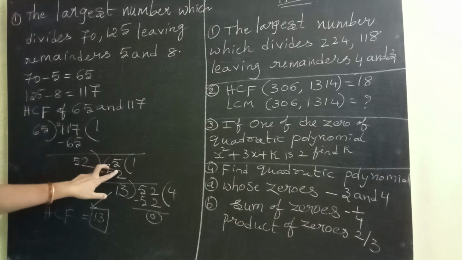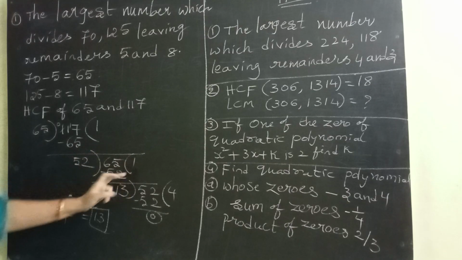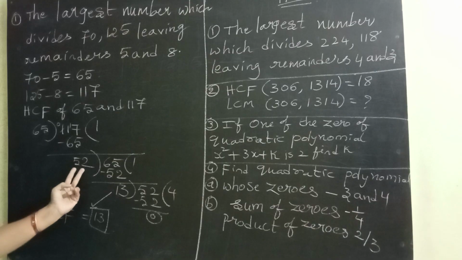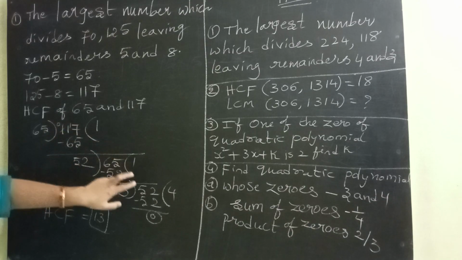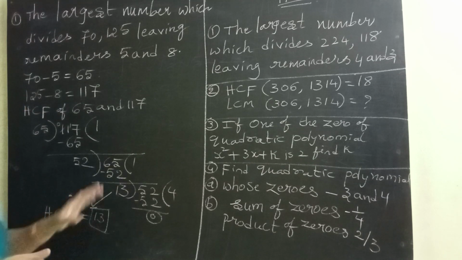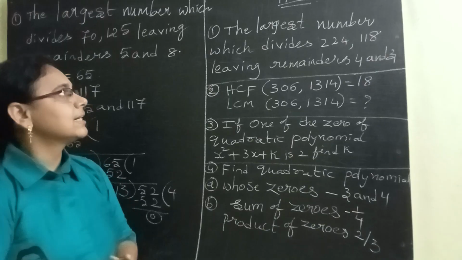The previous divisor is taken as the dividend. 52 ones are 52. Again the remainder you got is 13. The remainder becomes the divisor here. 13 fours are 52. You got HCF is 13. The largest number is 13. Same like that, you try these numbers also.